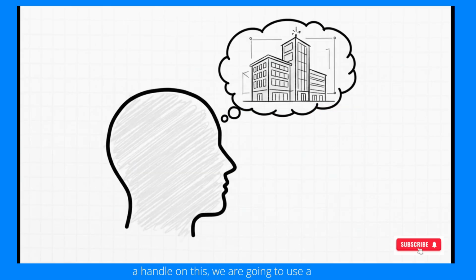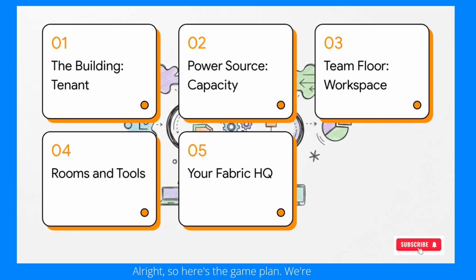Okay, so to really get a handle on this, we're going to use a super simple analogy. I want you to think of Microsoft Fabric as your company's entire digital office building. It's the headquarters for every single data project you have. Just hang on to that picture in your head because we're going to build on it every step of the way. All right, so here's the game plan.